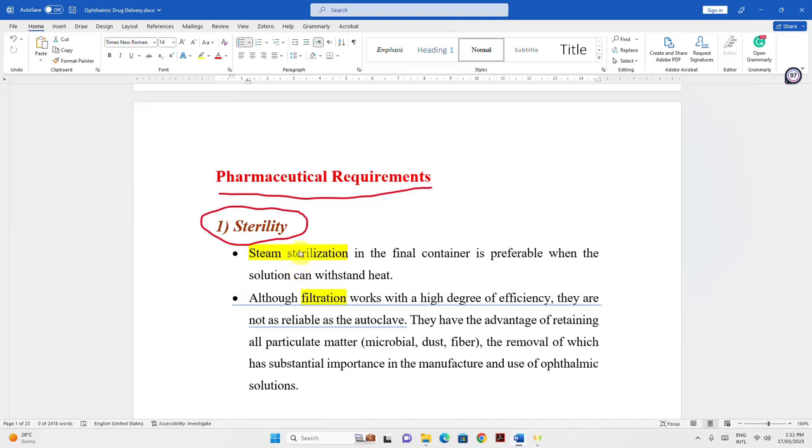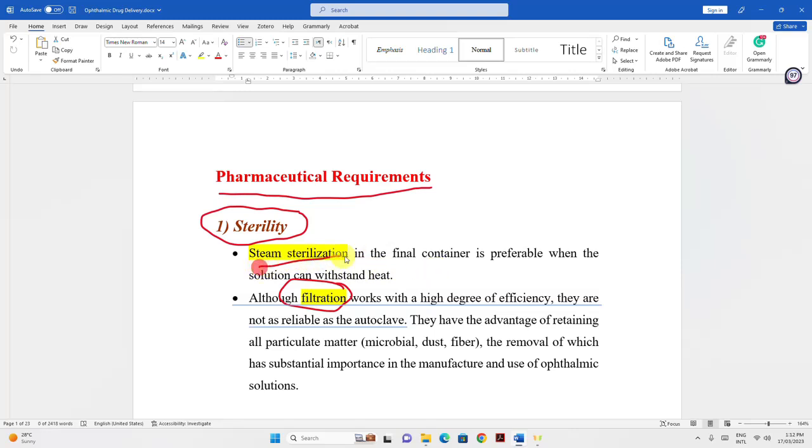But the difference here is that the ophthalmic products do not need to be pyrogen free. So we don't do any testing for pyrogen here. Yes, they are sterile, but they don't need to be pyrogen free. And the method of choice will be, or let me say the following: autoclave or steam heat is the method that is more reliable than any other method that can be used with ophthalmic preparations, except for filtration. Yes, it is less reliable than autoclave, but it has an advantage over steam sterilization.